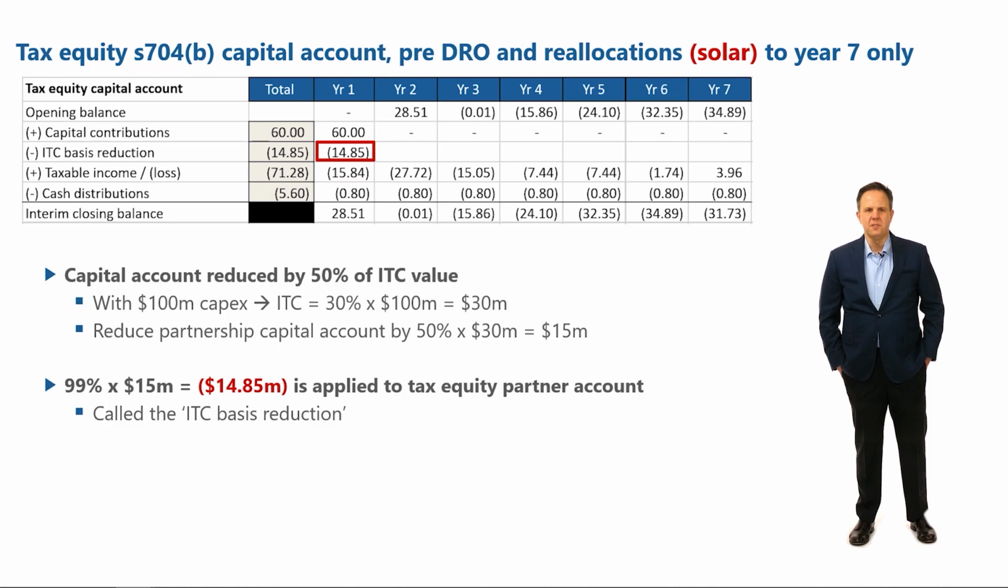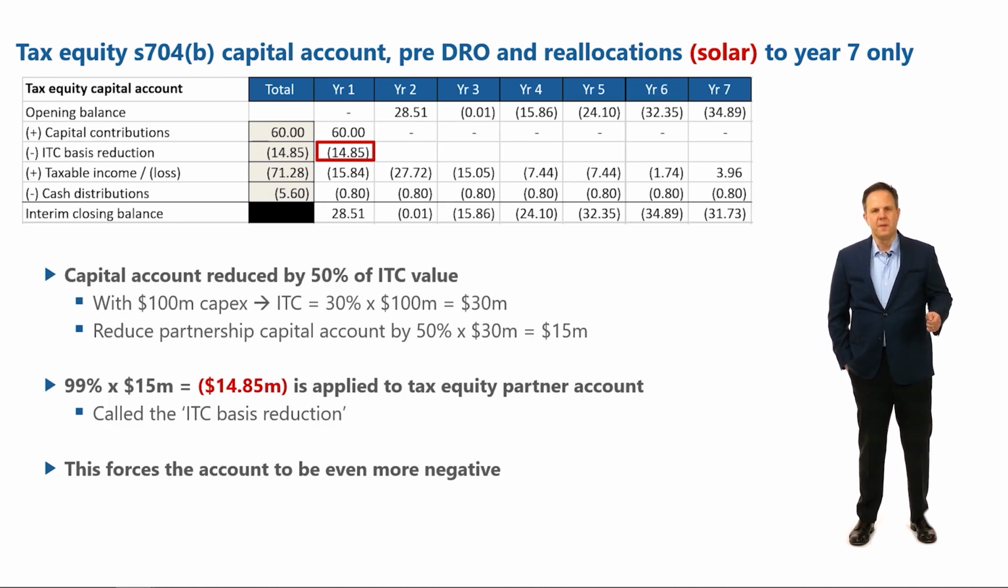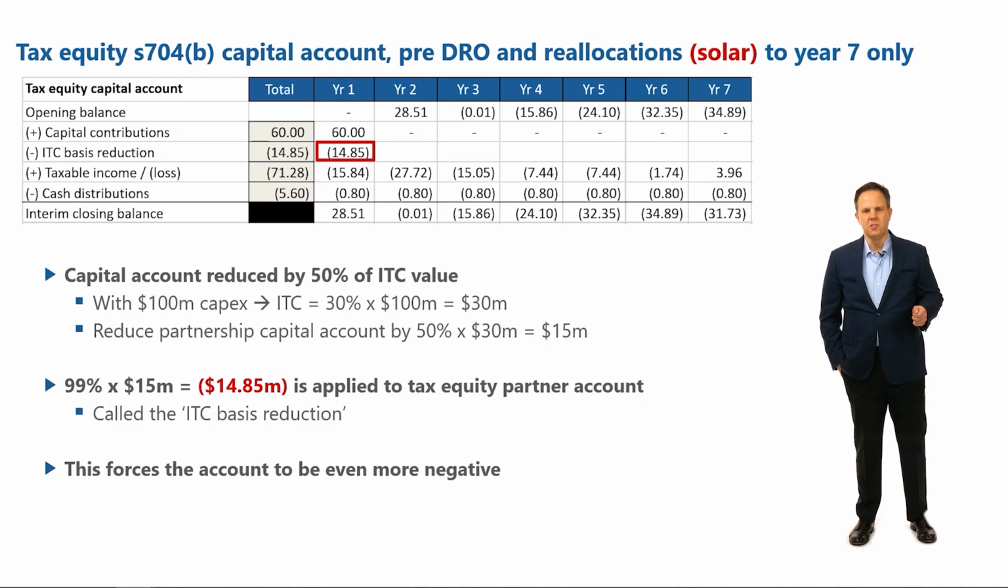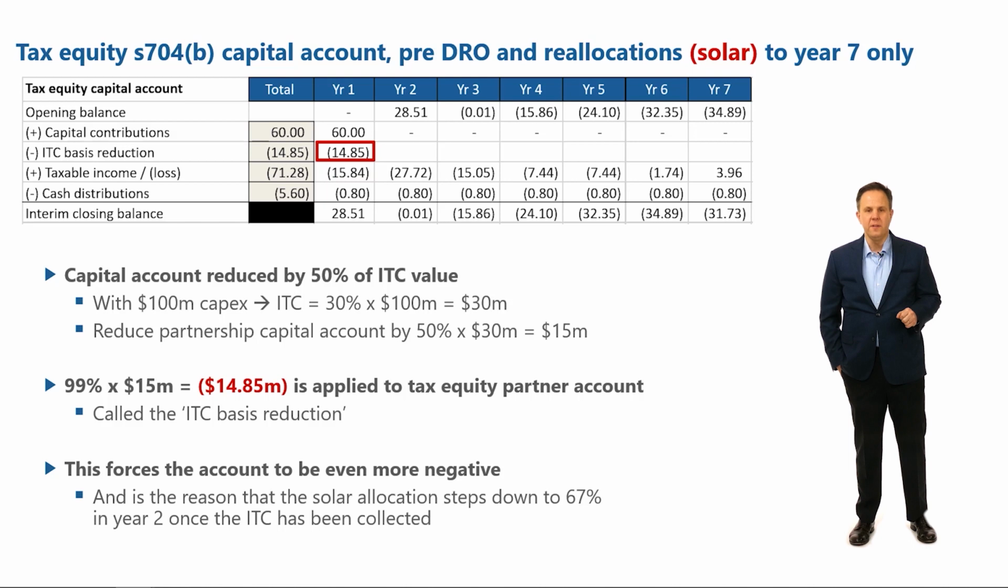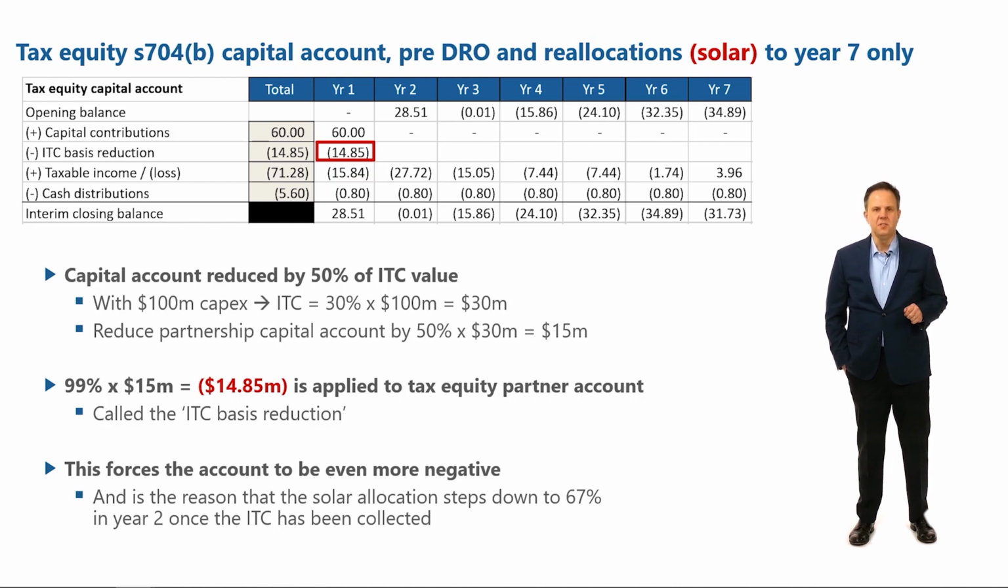This exaggerates the issue of the tax equity investor's negative capital account. And this leads us to a second major difference. The negative account balance means that the reallocation is a reality, and it is a prime reason that the tax allocation reduces down from 99% to 67% in year two. Why in year two? Well, the tax losses are valuable, but the ITC is the most valuable item, and the tax equity has received that in year one.